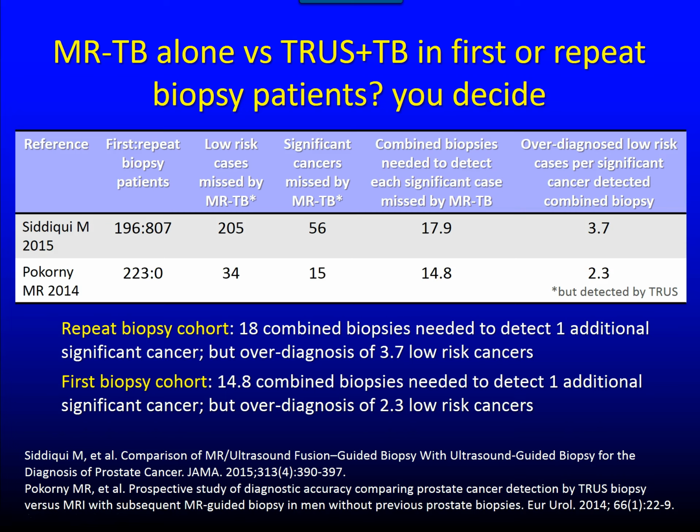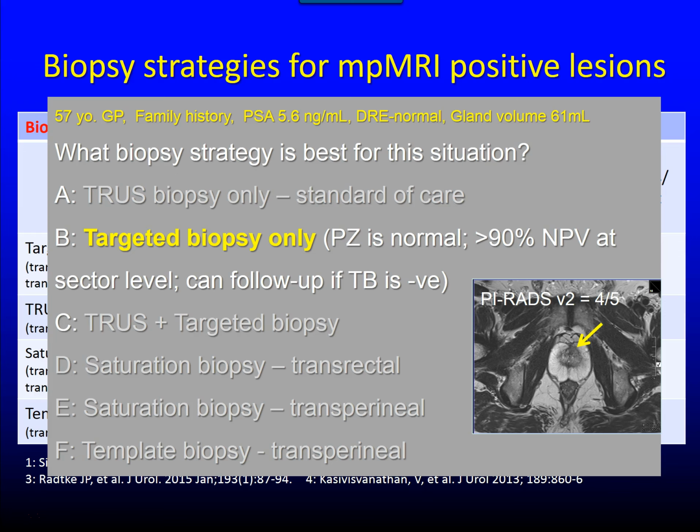So if you wanted to be sure, you have to do a lot of biopsies to detect that additional significant cancer, but you would also overdiagnose quite a number of patients who don't need a diagnosis. This clearly requires a discussion between you and your urologist about what is the appropriate strategy for patients.